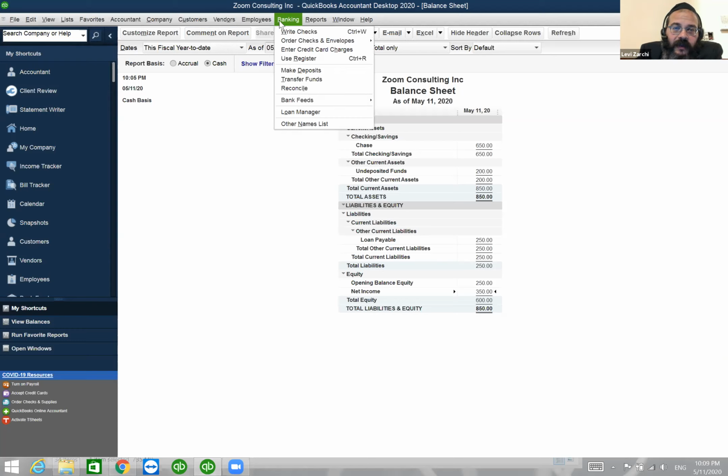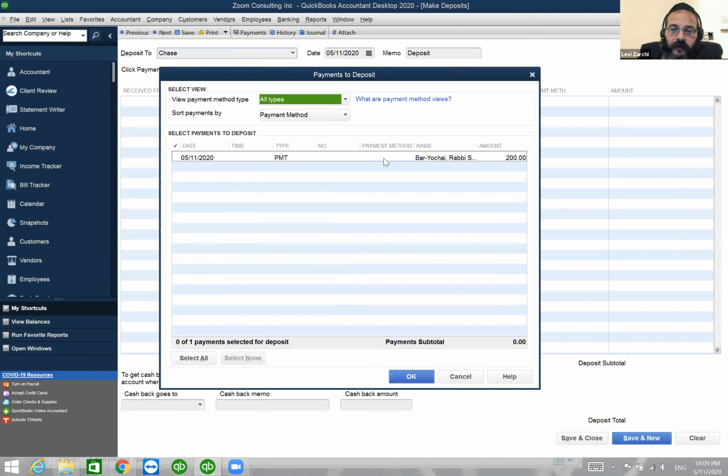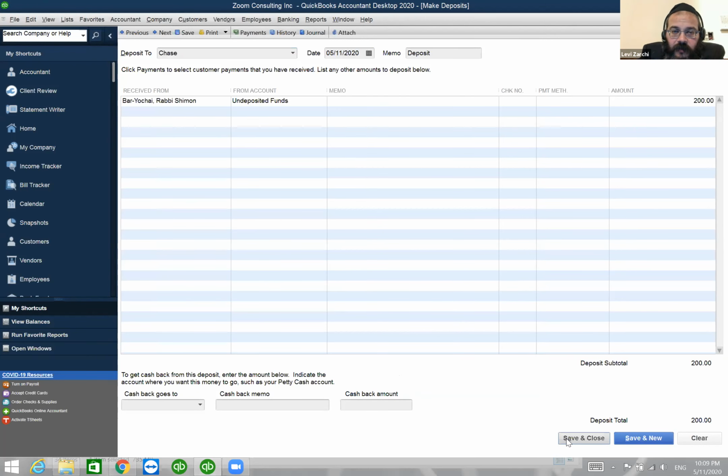If I go to banking, make deposits, I should have $200 that I got today from Member LLC. It's sitting here waiting to go to the bank, and I'll click it. There might have been a whole list. There might be checks that people gave me, so I received the payments, but they told me to hold it, so I'm not going to deposit it yet. I'm going to hold those checks. And I press OK, and I save and close. See, it's coming from undeposited funds.